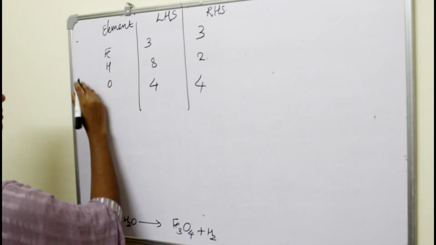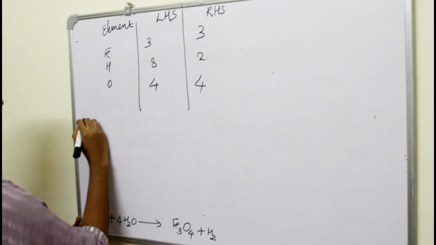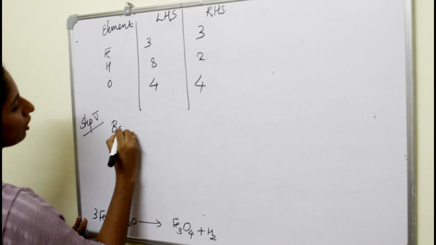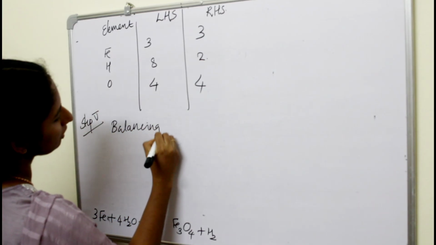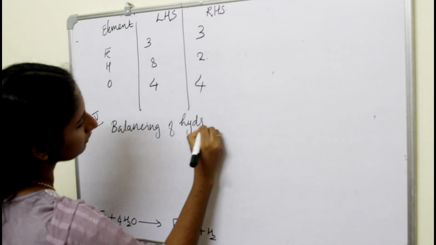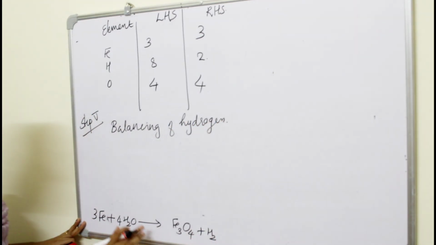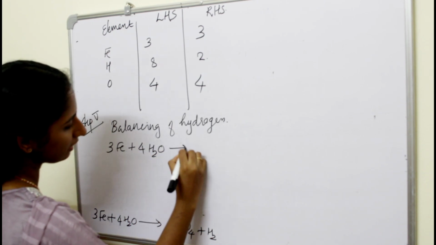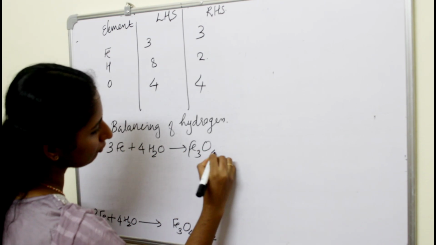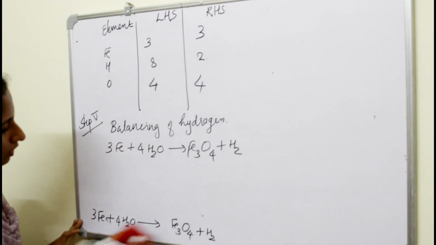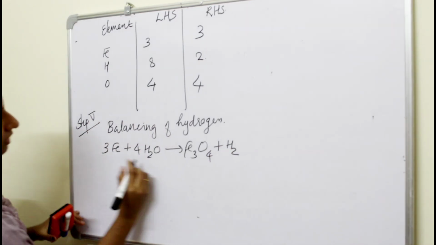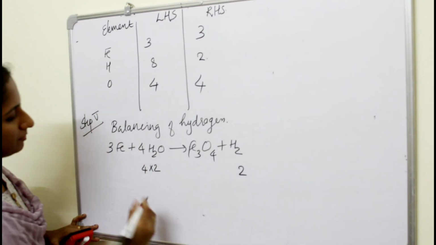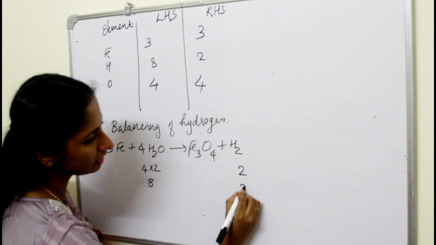So in the next step, step 5, we will write it like balancing of hydrogen atom. Balancing of hydrogen. So we are writing this equation again. 3Fe plus 4H2O gives Fe3O4 plus H2. Okay. So here we have 4 into 2 hydrogen atoms. Here we have 2 hydrogen atoms. So total here 8 and here 2.